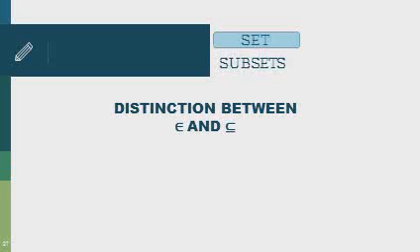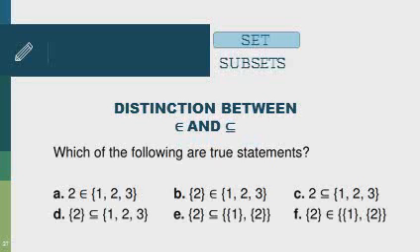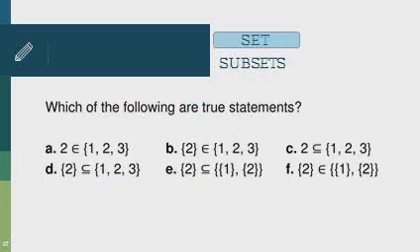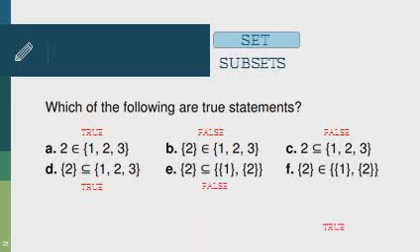Distinction between this and the other symbol: element and subset. Which of the following are true statements? Is A true? And B, C, D, E, and F. When the first symbol is the element symbol, that is element, and the other one is subset. For A, that is true. For B, that is false. C is false, D is true, E is false, and F is true.